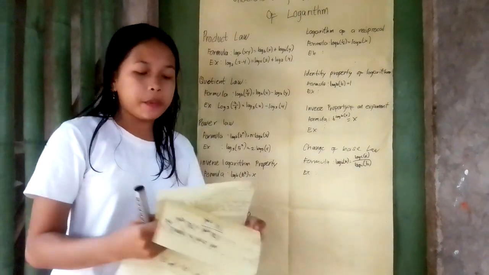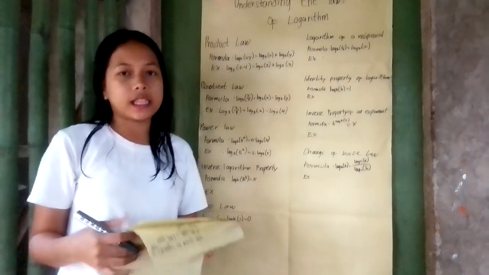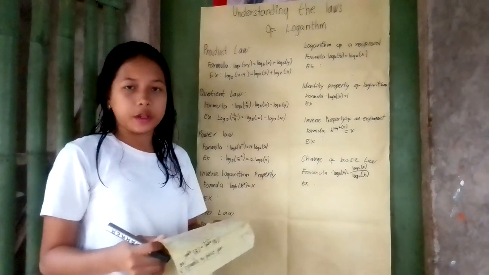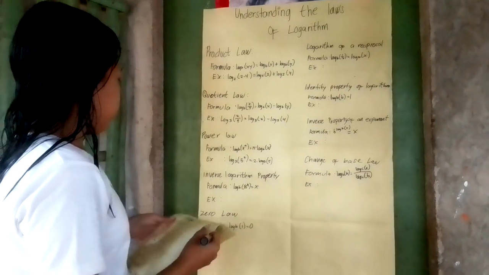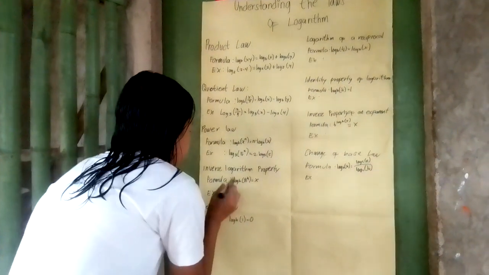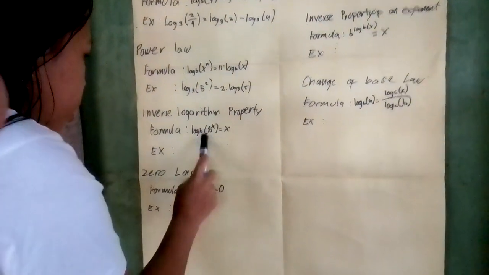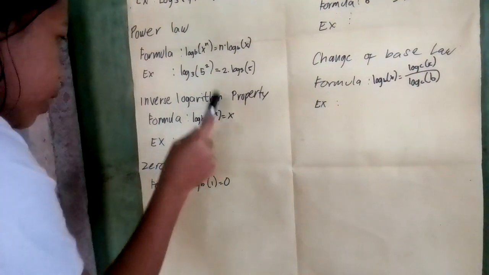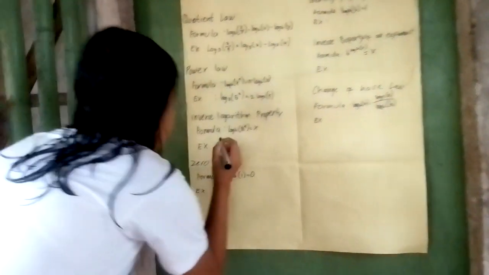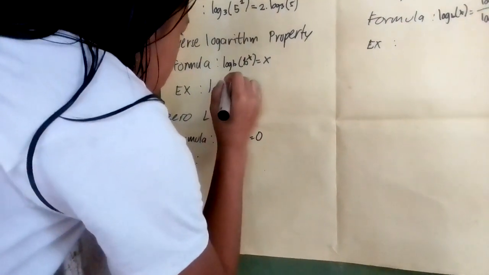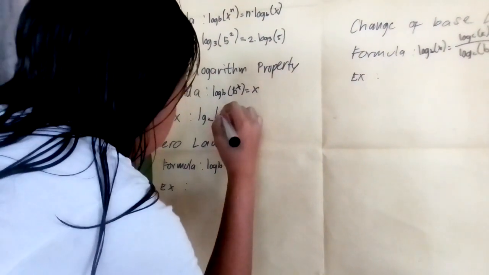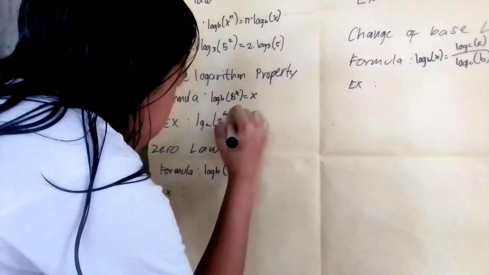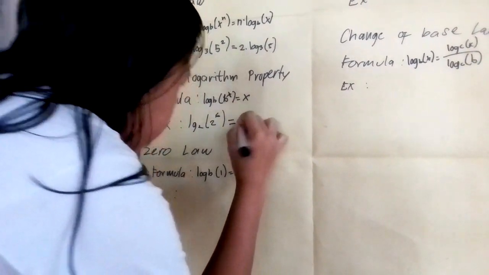So, okay, let's move on to the inverse logarithm. The inverse logarithm property is a key concept. It is essential since the logarithm and exponential are inverse operations. So, the formula of the inverse logarithm property is log base b, quantity of b to the exponent of x equals x. The example for this is log base 2, quantity of 2 to the exponent of x equals x.